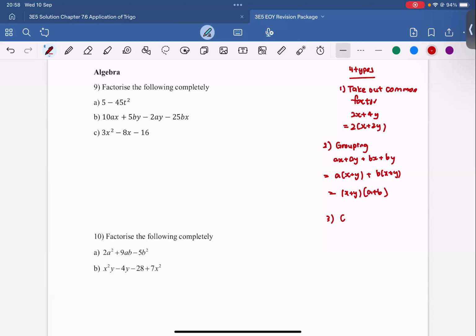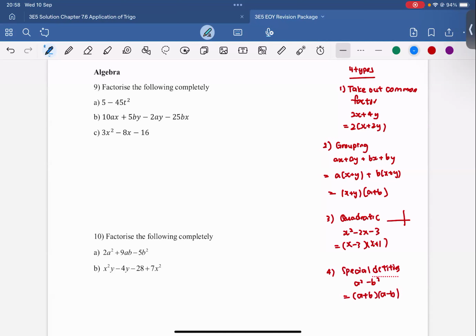Third kind of factorization, your quadratic factorization: x squared minus 2x minus 3. Use your multiplication frame: x minus 3, x plus 1. Last factorization, special identity: a squared minus b squared equals a plus b, a minus b.